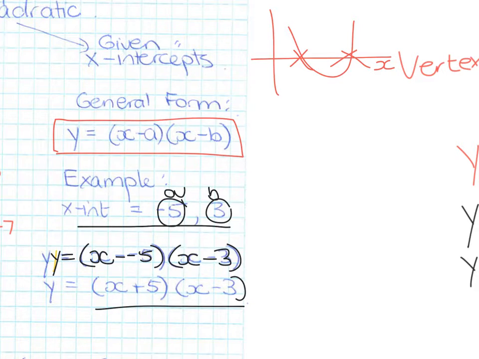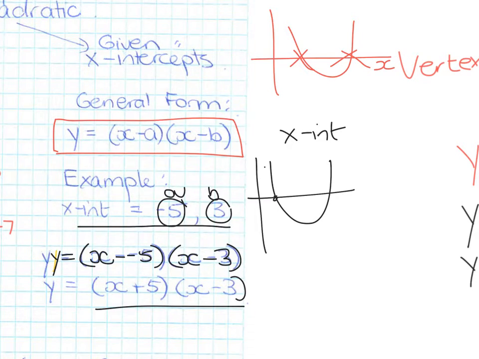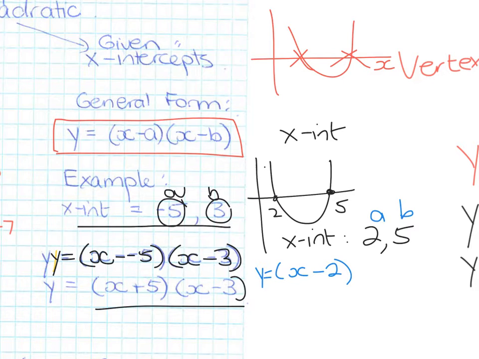Let's do another one. I'm going to give you two x-intercepts, or in fact, I'm going to get you to read them off the graph. So I've got that point there and that point there. I haven't told you what the x-intercepts are, but you can read as well as I can that the x-intercepts are actually 2 and 5. Now I'm going to call one of them a, and the other b. So my equation is going to be y equals x take a, which is take 2, times x take b, x take 5.